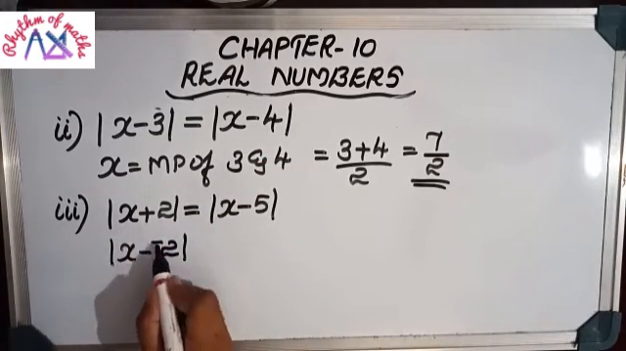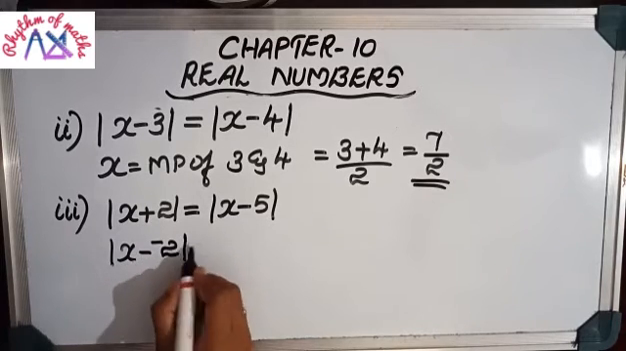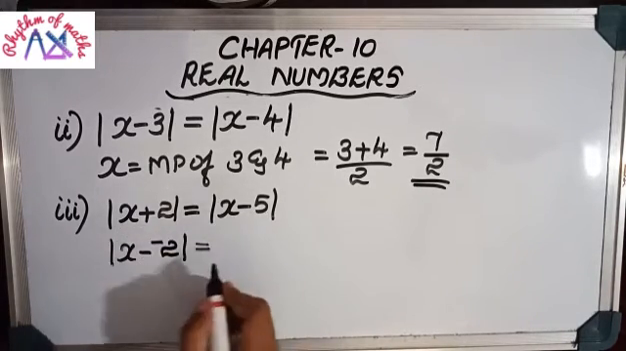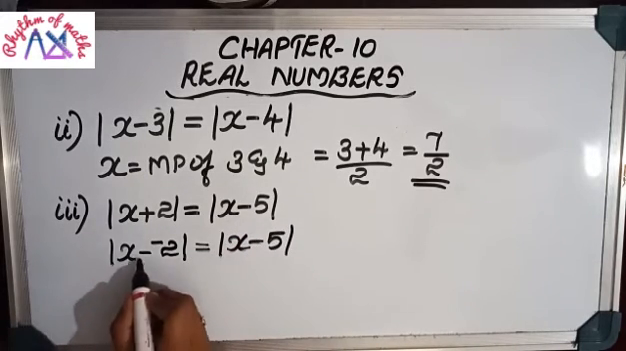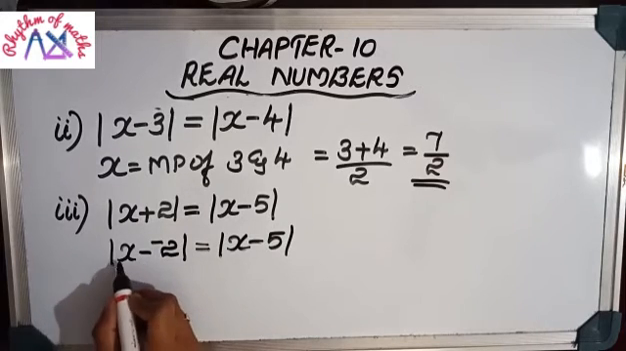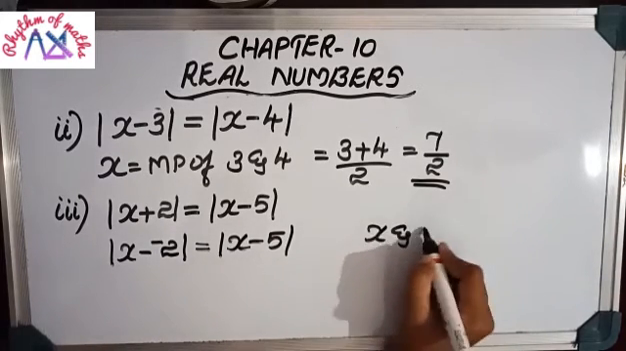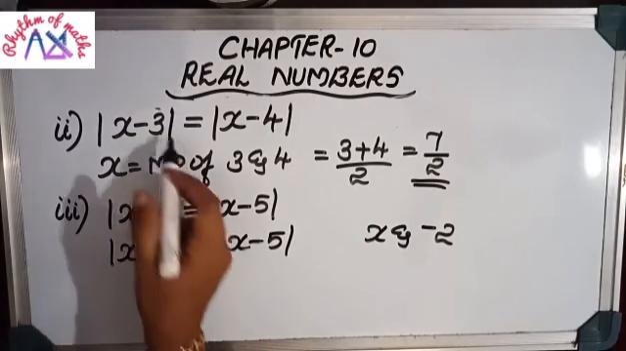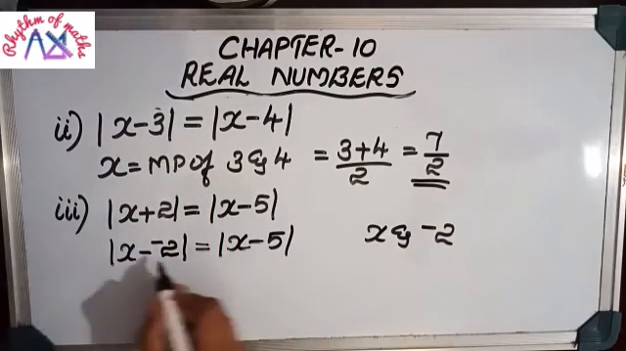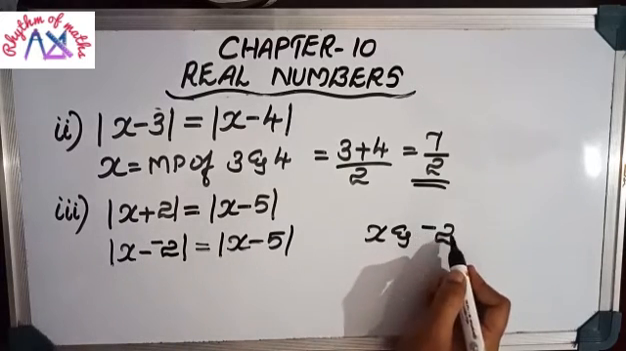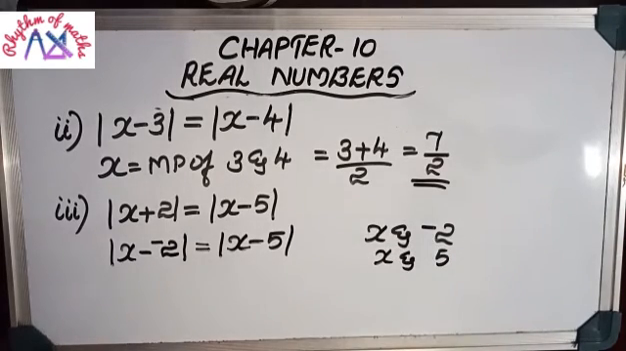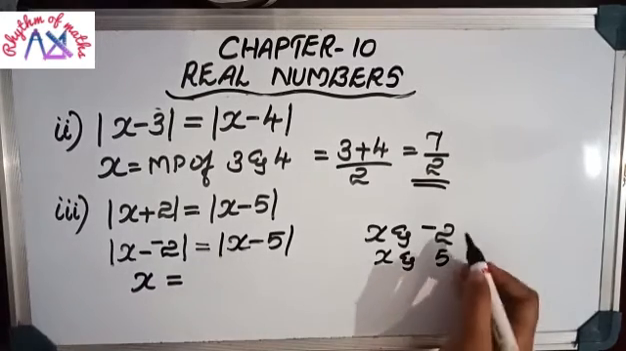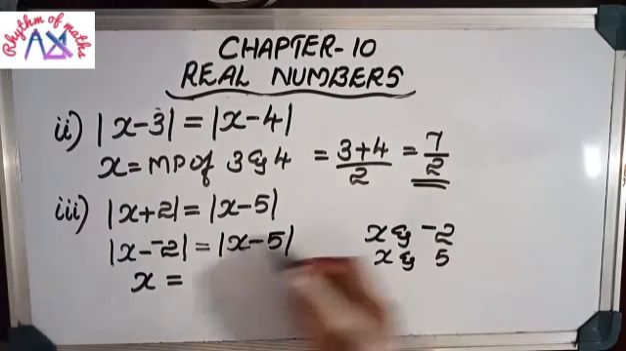So plus can be split as negative and negative. On the other side there is no change, it is already in the format: x minus 5. So here it means the distance between x and minus 2. The number is different here; for 3 it was positive, but here 2 is negative, that's why it is x and minus 2. Then the distance between x and 5. These two distances are equal, as given in this question. So here x equals the midpoint of minus 2 and 5, not 2 and 5.